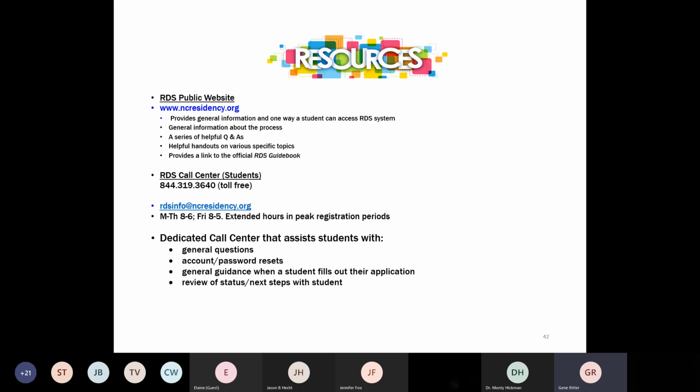There is a call center unique for students. It's open till 6 o'clock. During peak periods, especially before fall registration, they're open till 8 p.m. They will help the student. They can get in there, see if they're stuck, if they don't know how to answer a question, want to know next steps. Students can always call and get assistance. They also have an email.